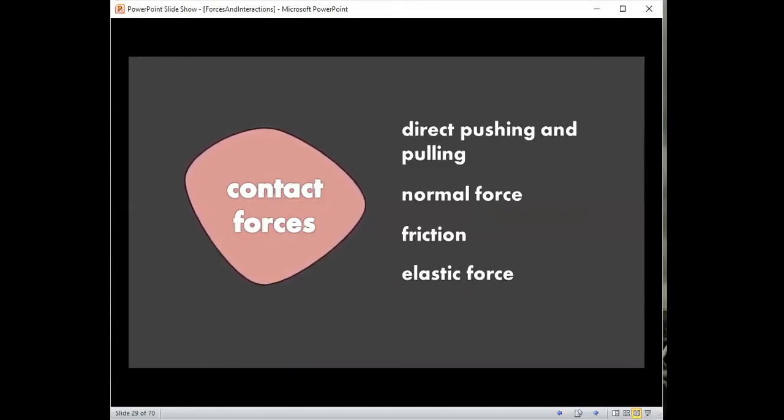There's the direct pushing or pulling, so there's the force of pulling that rubber band back. There's the normal force, which comes from your thumb as it pushes against that rubber band. And then when you release it, it's flying through the air, so there's the friction of air slowing it down. And then there's the elastic force that comes from the stretch of the rubber band. So in that one example, you can find all of these forces.